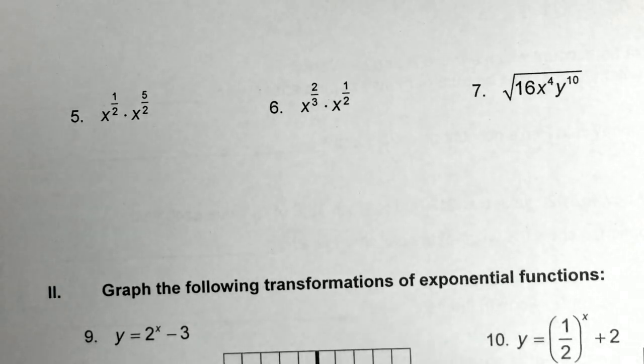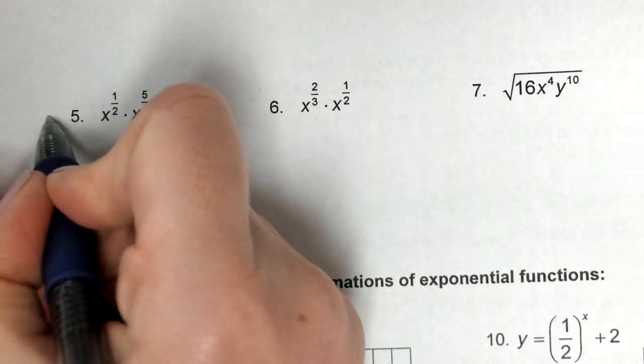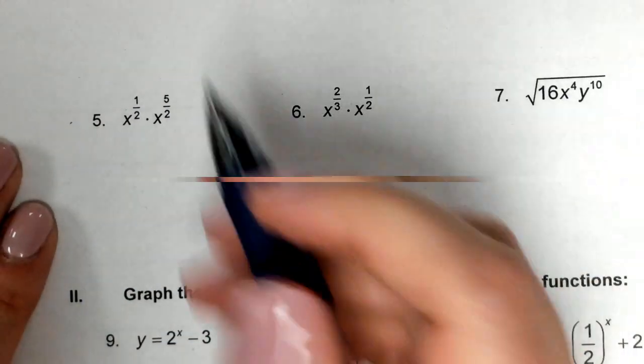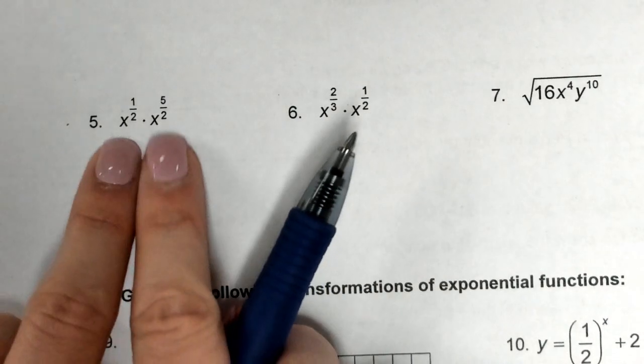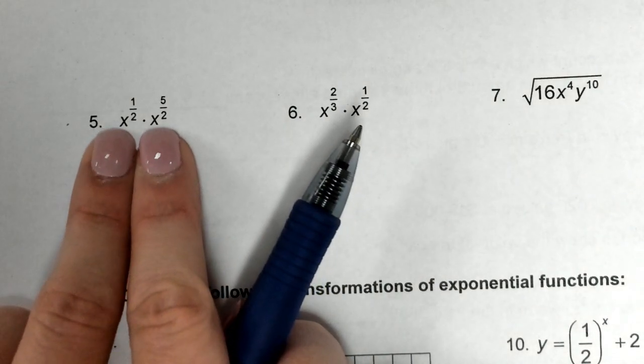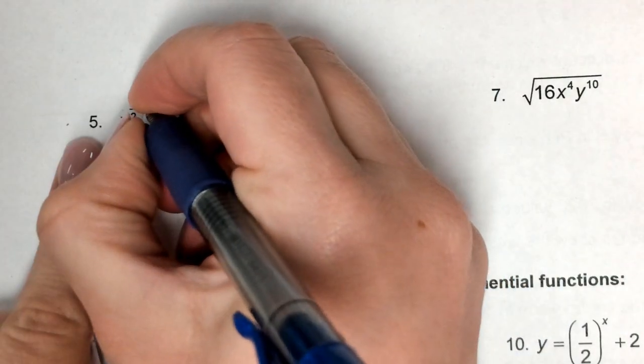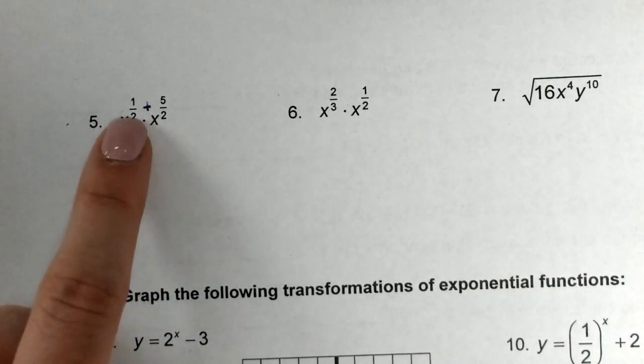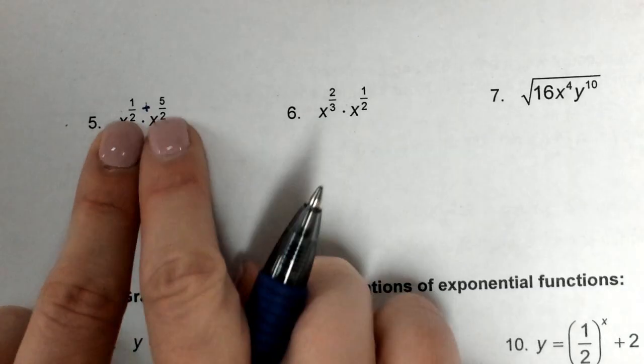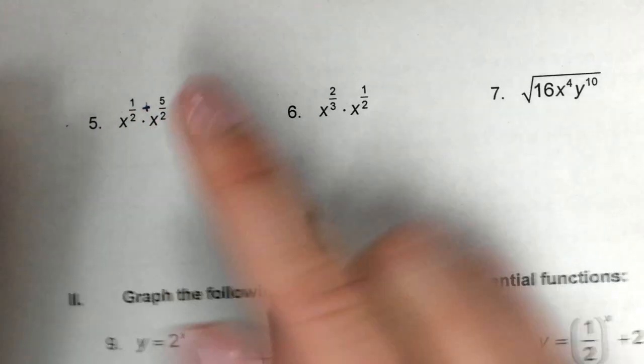All right, so this video is going to cover number 5 through 8. Okay, in number 5, we have two bases being multiplied, or the same base being multiplied. So that means we get to add exponents together. And the exponents are fractions, so we just have common denominators, and then we add numerators.